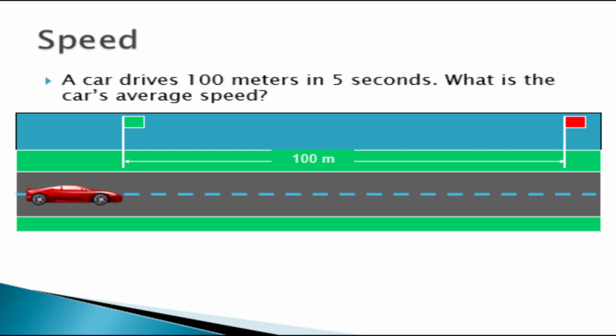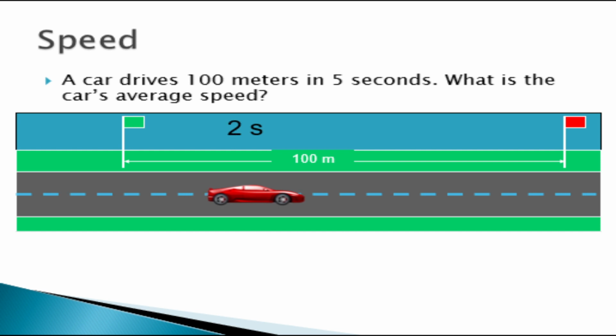For us to have an example of how to calculate speed, I have here an example. Here's a car that drives 100 meters in 5 seconds. The question is, what is the average speed of the car? When we talk of average speed, we deal with all the distances covered by a moving body divided by the total time taken. But for this example, since we only have one distance and one time, we will only use the givens here.